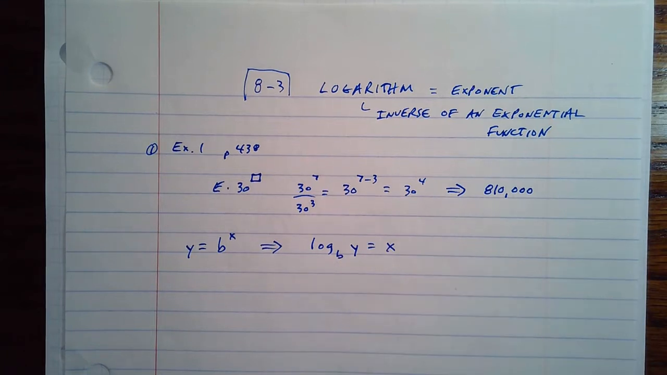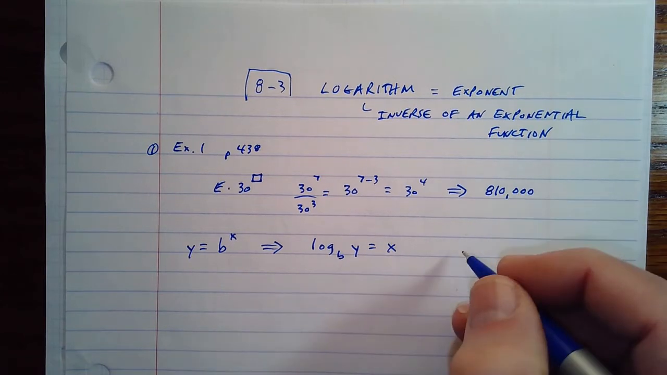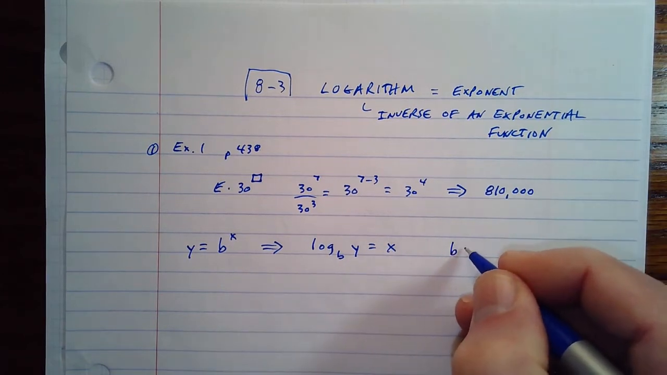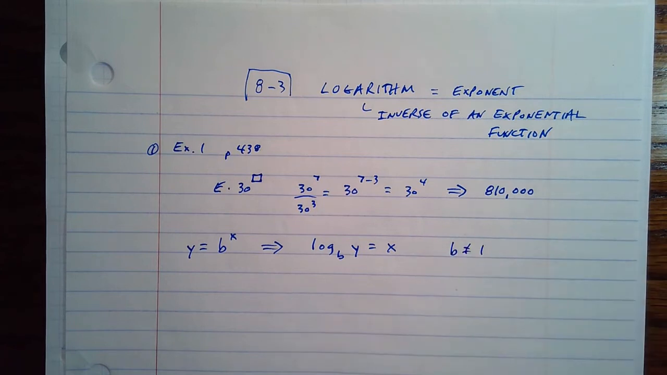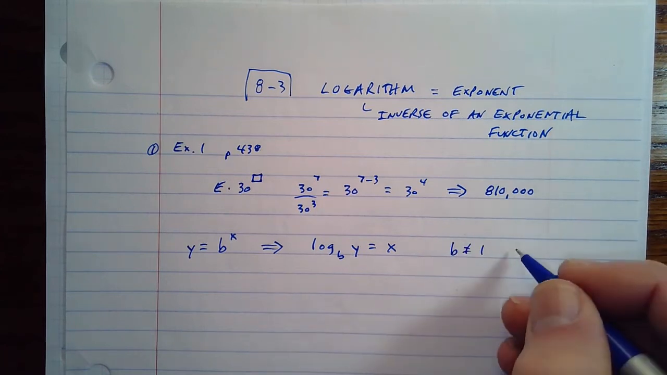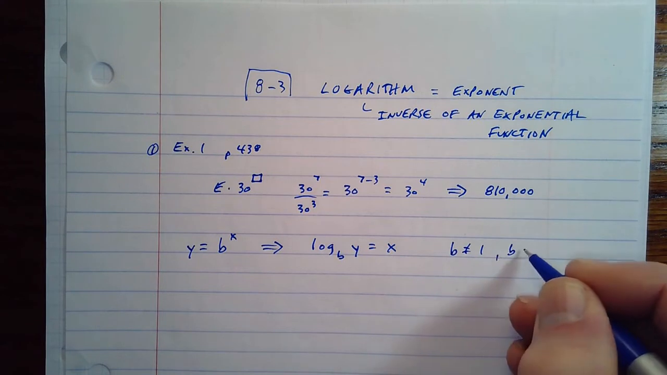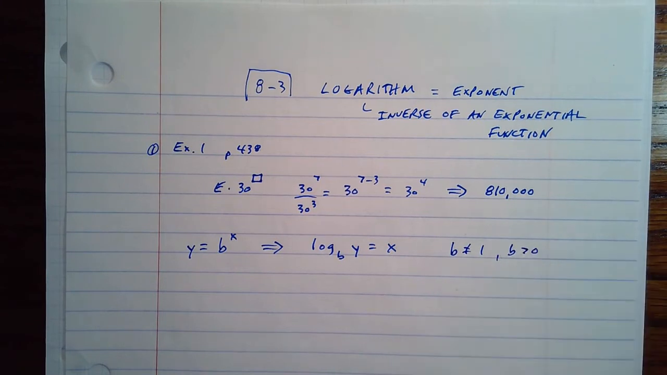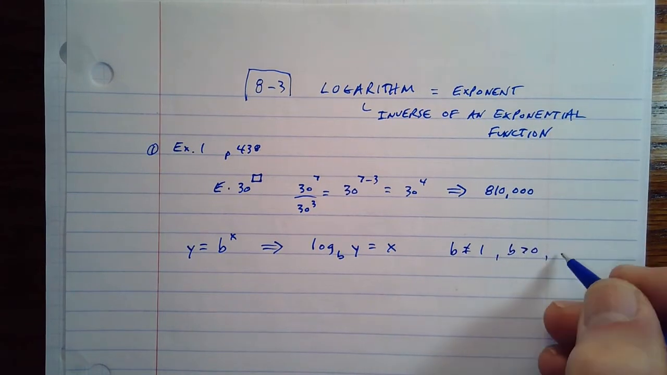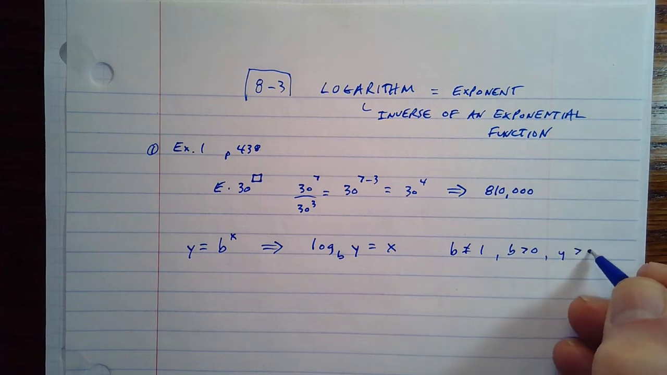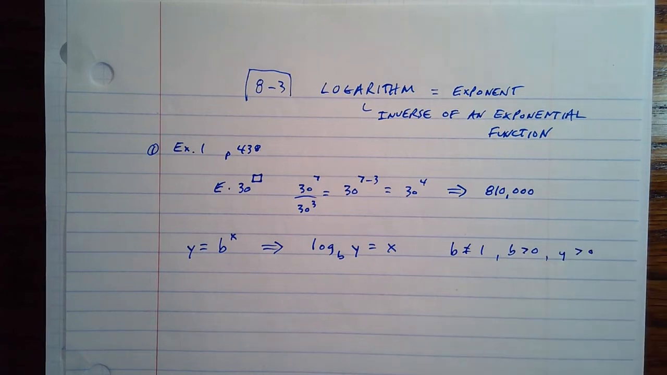And that is one of the harder definitions that we have. There are a couple of restrictions, like many times. The b can't be 1, or we would just have a straight line. And also the b must be positive, so no negatives there. And the y will also always be positive with this.